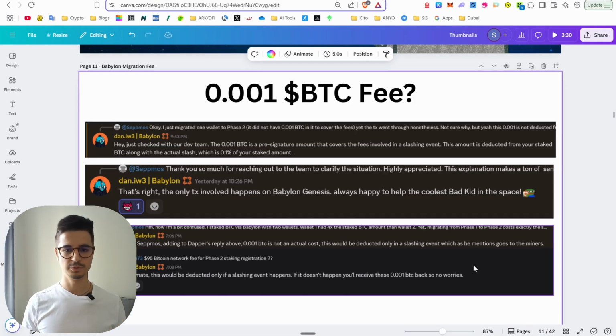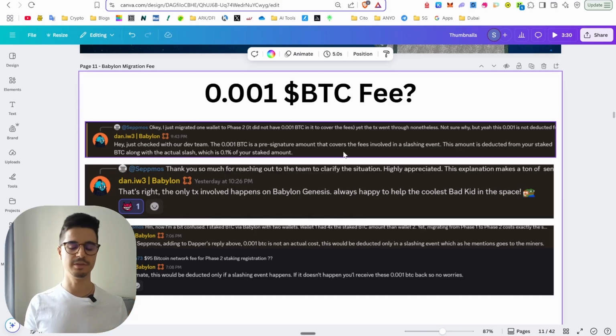This is not a fee that you have to pay. In the migration process, the only fee that we pay is a small transaction fee on the Babylon chain, which is less than a cent. So here he says, well, the Bitcoin fee is a pre-signature amount that covers the fees involved in a slashing event. So in order to earn rewards on our Bitcoins, we stake them, and staking, of course, inherits some risk, because if you put something at stake, there must be some penalty for you when you misbehave, and that's the slashing event.